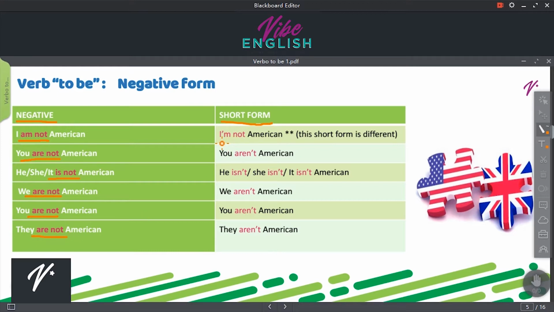The short forms here, we have I'm not American. As you can see, this short form is a little different to the others. We can only contract I'm. You aren't American, he isn't, she isn't, it isn't American. We aren't American, you aren't American, and they aren't American.